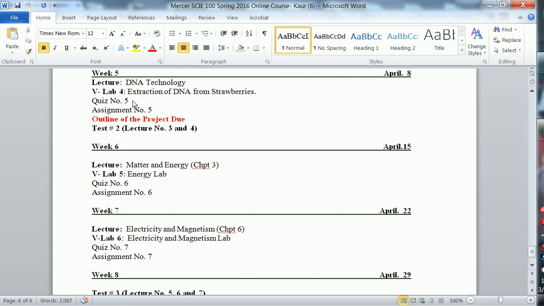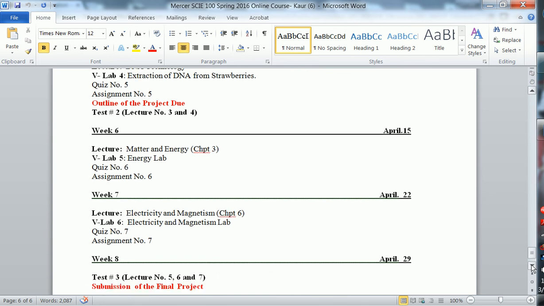You will have a quiz and an assignment like other weeks, but you have 2 more things here. You will be required to submit the outline of the project. The outline of the project is due during week number 5, which means you have to give me the outline of the experiment you're going to do, so that I can give you my feedback and check if you're on the right track. And you will also have test number 2, which is from lectures 3 and 4, and this test will also be open for 1 week.